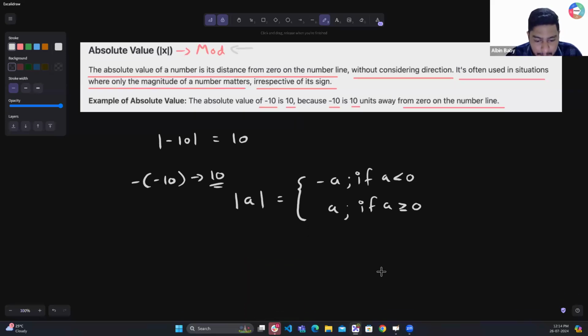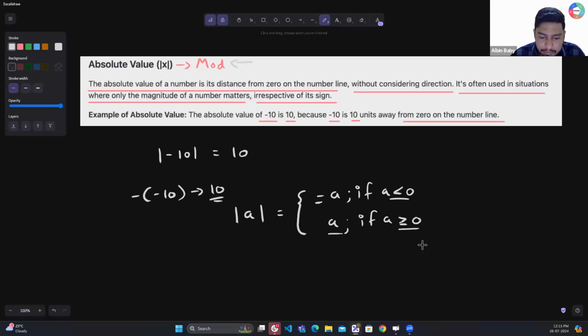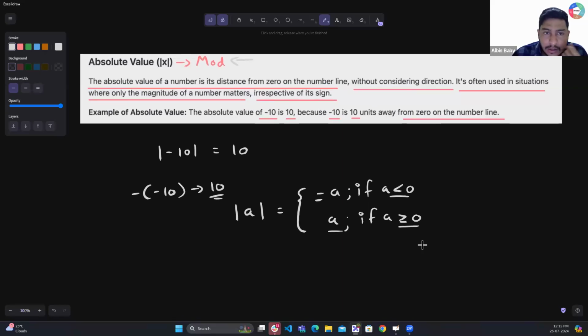All right. This is the definition. Mod A equals, if A is less than 0, you multiply A with minus. If A is greater than or equal to 0, meaning it's a positive value, you just keep the same value. Any doubts in this? This is not mode, this is mod, or you can say absolute value.